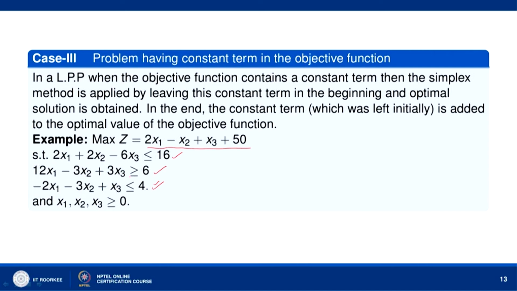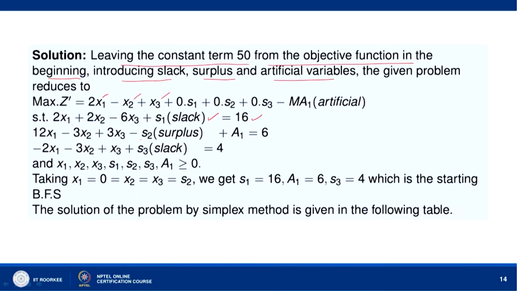The second equation is greater than or equal to type. So, we use a surplus variable: 12x1 minus 3x2 plus 3x3 minus s2, and then we have to add an artificial variable a1 in order to get the starting BFS. So, artificial variable a1 is added and we give a large penalty minus M to this, so minus M a1.